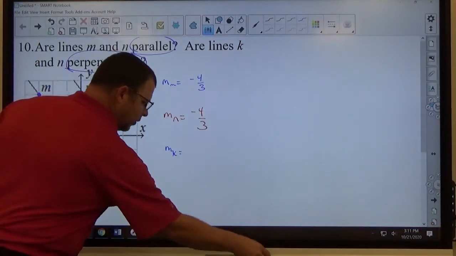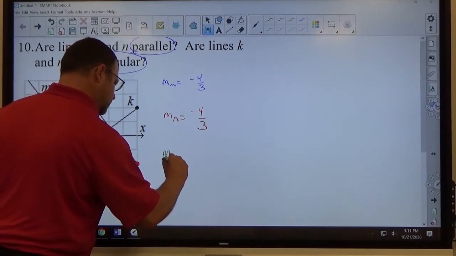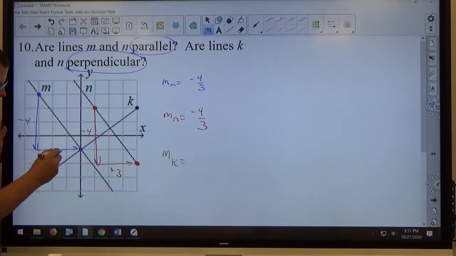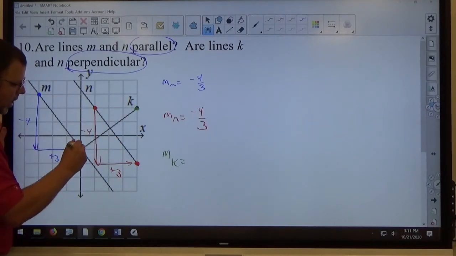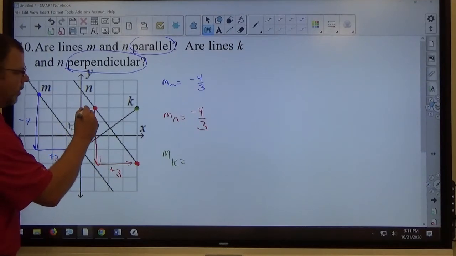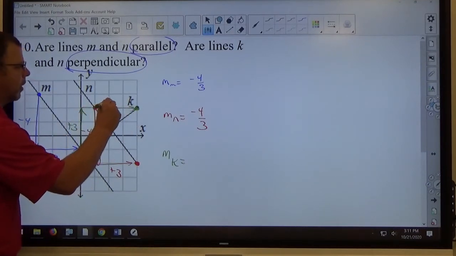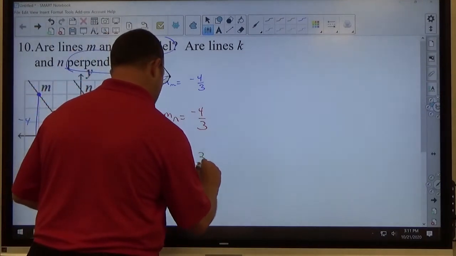And finally, I'll do line K in green. Line K, here's point 1, here's point 2. I do my rise, I'm going up, 1, 2, 3, that's positive 3. I'm going right, 1, 2, 3, 4, that's positive 4. So my rise over run there is going to be positive 3/4.